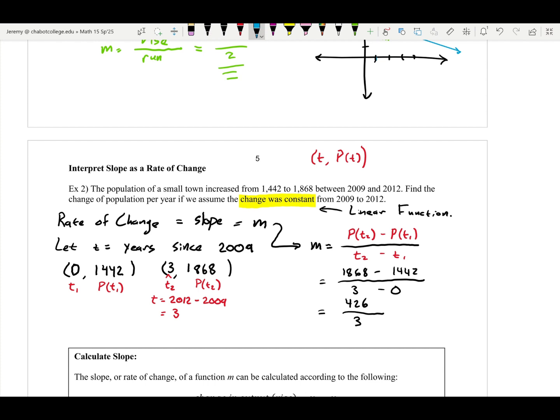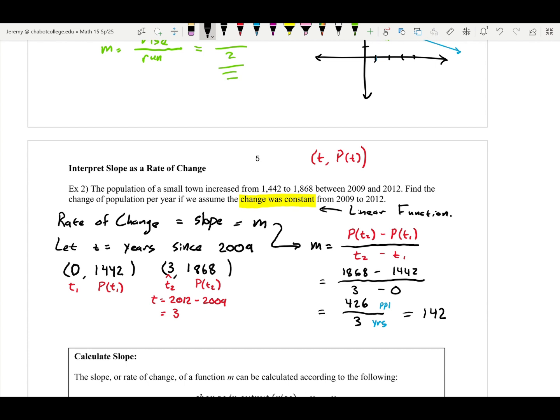Important note, just the units here. In the numerator, these population values were number of people, right? So 426 people. And in the denominator, this was years. Because I'm about to do the final calculation here, just doing this division, and I get 142. And this is applied calculus. We deal with all different kinds of units here. You know, 142 what? What are we talking about here?